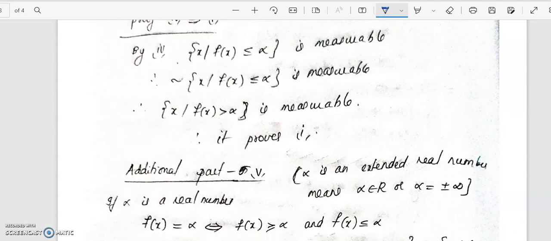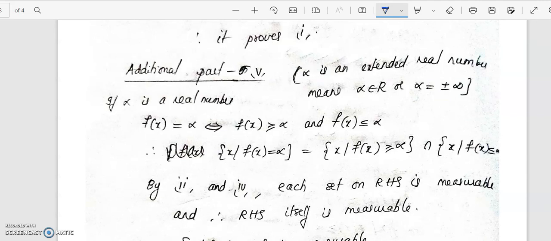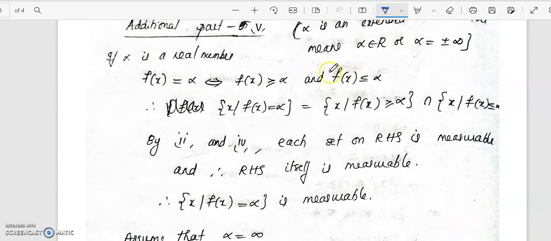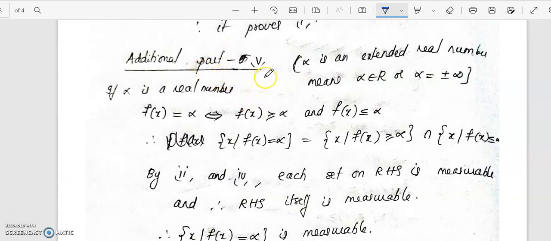Now there was an additional case. So let us look at the proof for the additional case. In part 5 we need to show that the set of x such that f of x equal to alpha is measurable. Alpha can be an extended real number, that is, alpha can be plus infinity, minus infinity, or any real number between minus infinity and infinity. If alpha is an extended real number, we can show that the set of all x such that f of x equal to alpha is measurable.